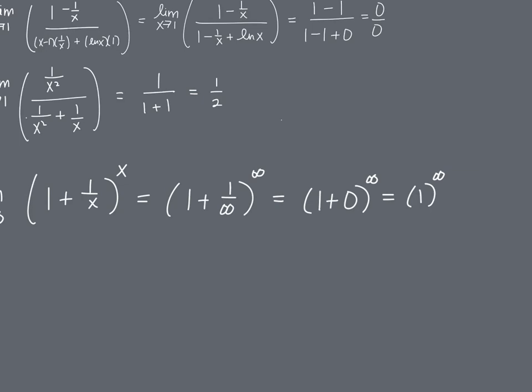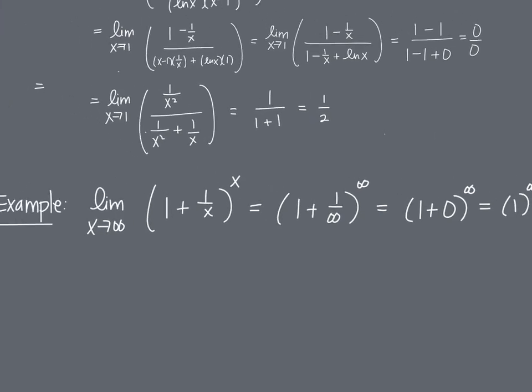The definition of this is an indeterminate form, because it's not really 0, is it? It's 0 plus. And so this isn't just truly 1 to the infinity, it's 1 plus a little bit to the infinity. So this is considered an indeterminate form.